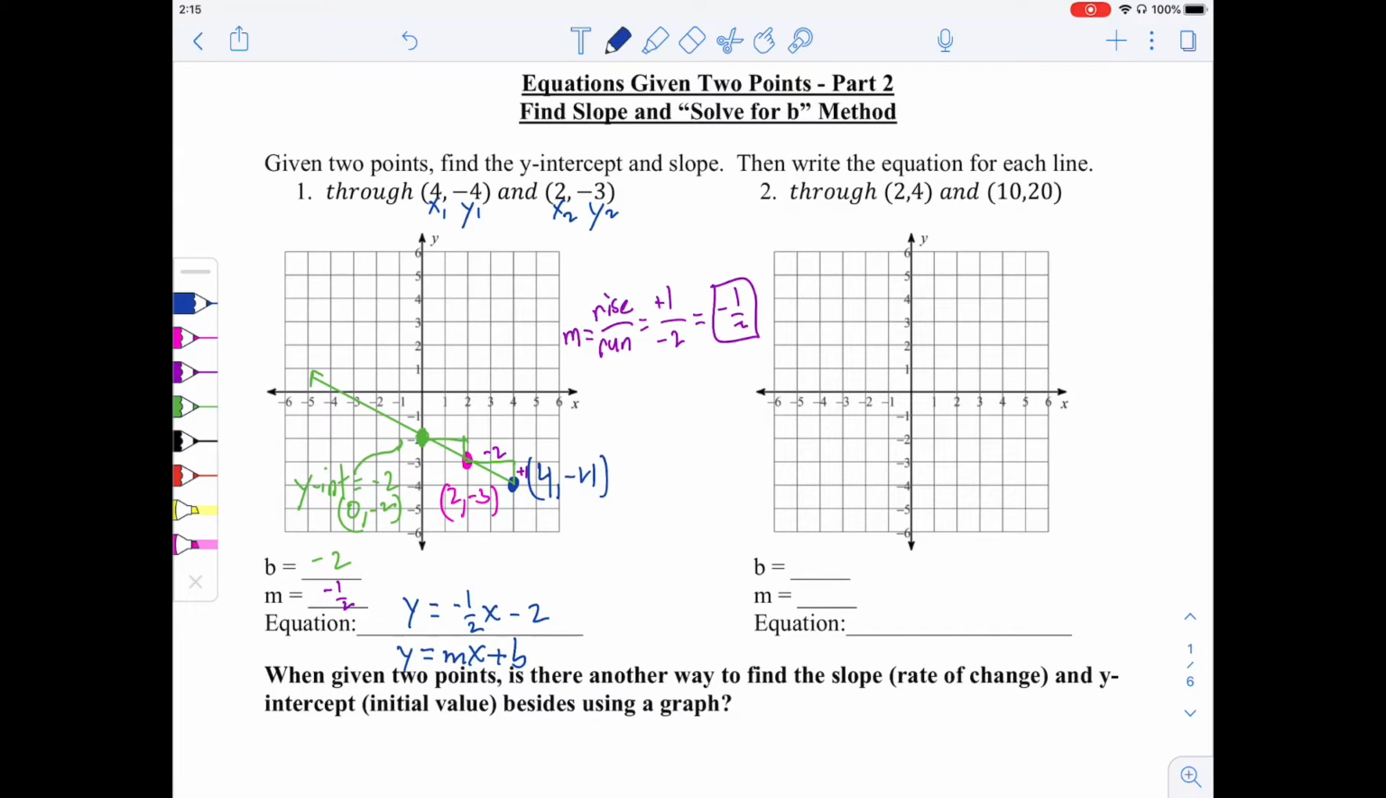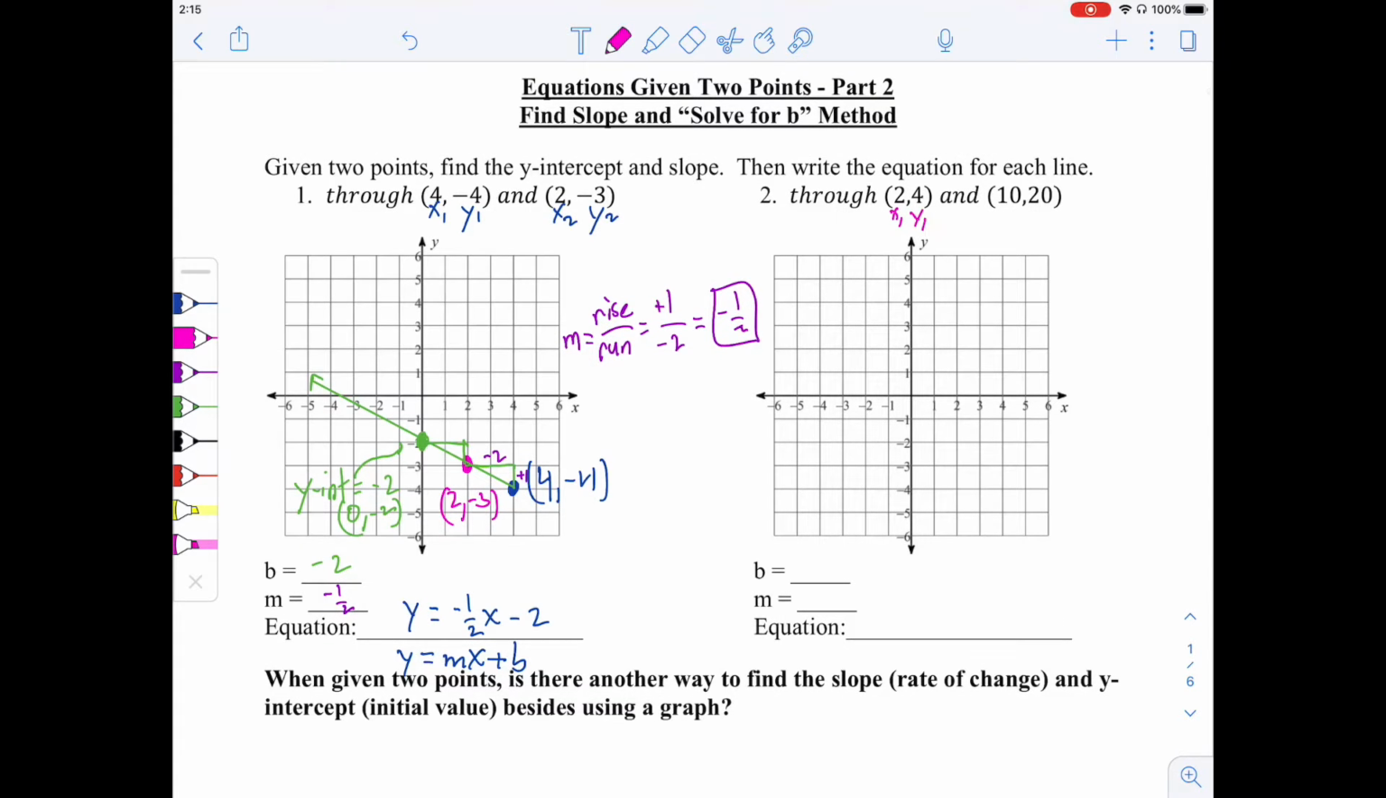So through (2, 4), so let's say x1, y1, x2, y2. Our pink is going to be (2, 4), so (2, 4) is right here. 2 on the x, 4 on the y. And then (10, 20), that's going to be way off the graph, way up here, where we cannot figure it out from our graph, because it's too far. We don't have enough space, right? So how do we find that?